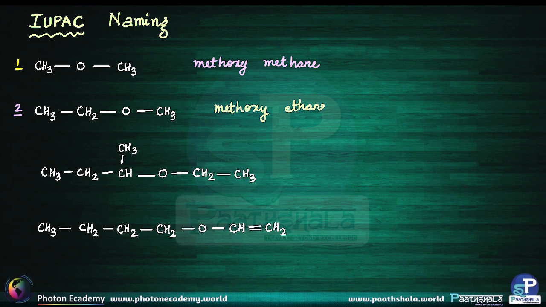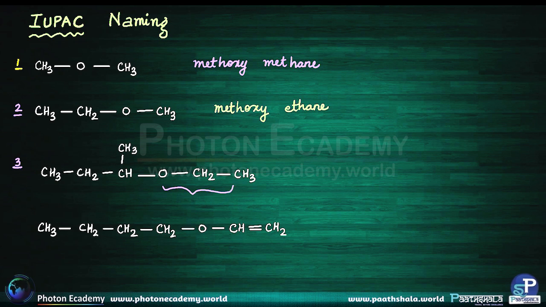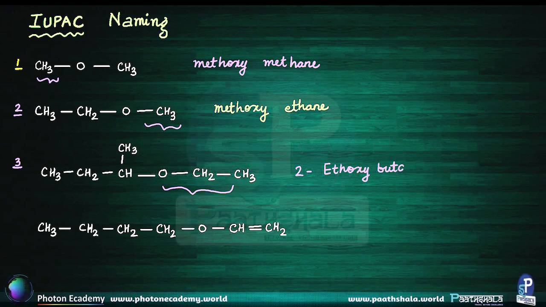For the third one, we have certain groups present and we take this as a substituent chain. So here we took this as methoxy, here we took this as methoxy. So here we take this and the name of this compound therefore becomes 2-ethoxybutane. So here we have taken this as 1, 2, 3 and 4, and at 2 we have the ethoxy group present.